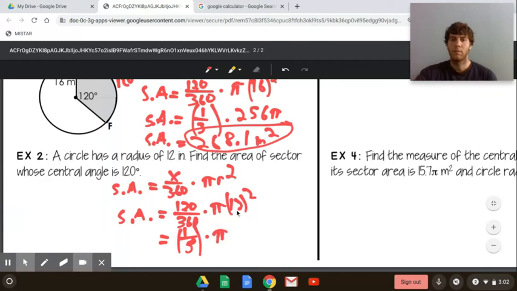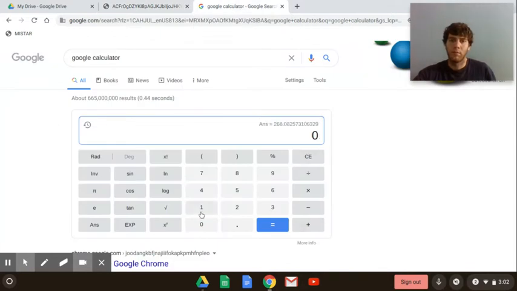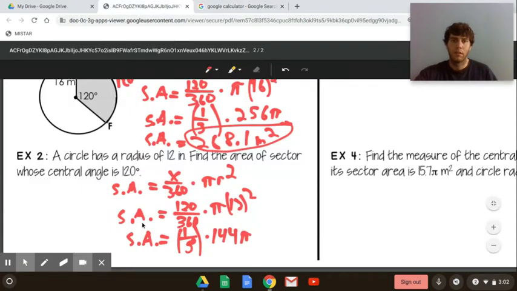And then 12 squared is 144. So this is going to be 144 pi. Right, so the area of the whole circle is 144 pi, but we only want 1/3 of it. So we'll do 1/3 times 144 pi, or 144 pi divided by 3, which is going to be 150.8 inches squared.